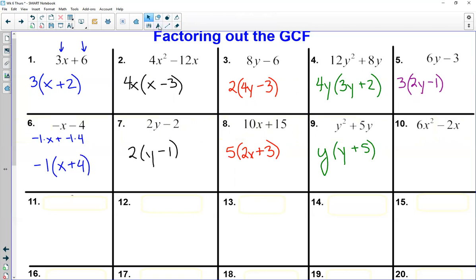Our next one, we're going to have 6x squared minus 2x. I'm going to pull out a 2x from both of them. Okay, they both share at least one x, and 6 and 2 both have factors of 2. Now for the multiplication, 2x times 3x will give me 6x squared. 2x times negative 1 will give me negative 2x.